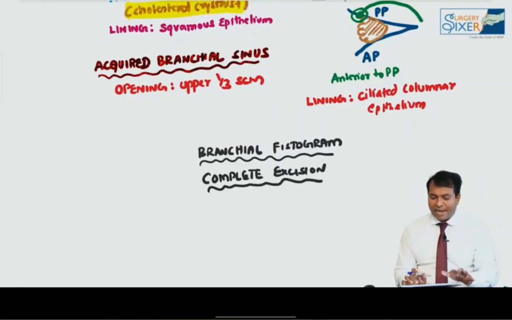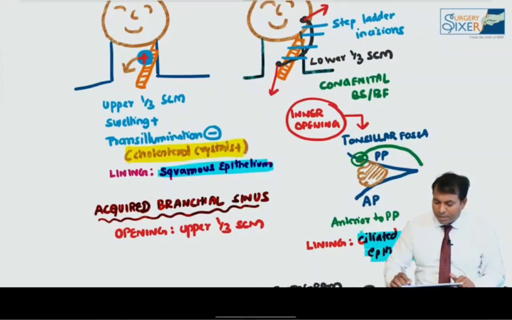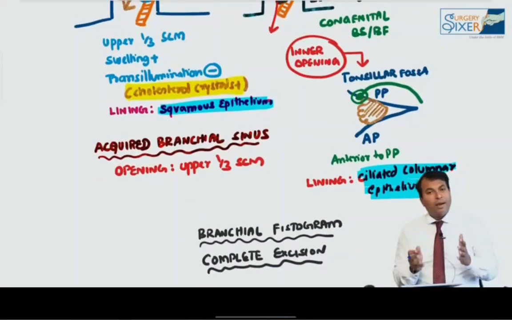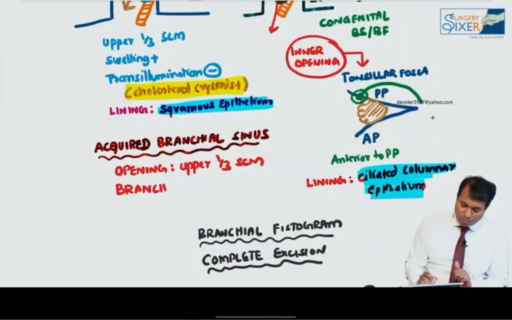The point you have to remember is the cyst is lined with squamous epithelium. The fistula is lined with ciliated columnar epithelium. The other complication of this branchial cyst, apart from infection and rupture, is that it can also cause branchiogenic carcinoma from the remnants. You can get branchiogenic cancer.